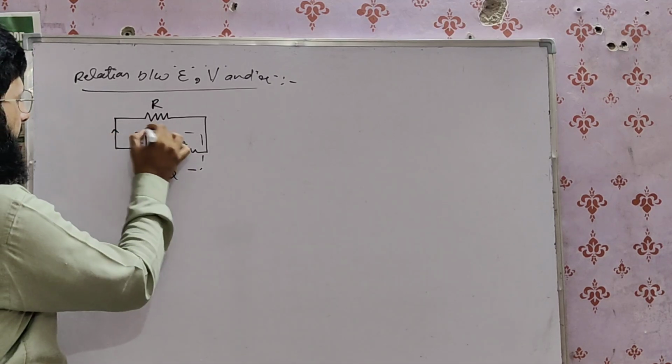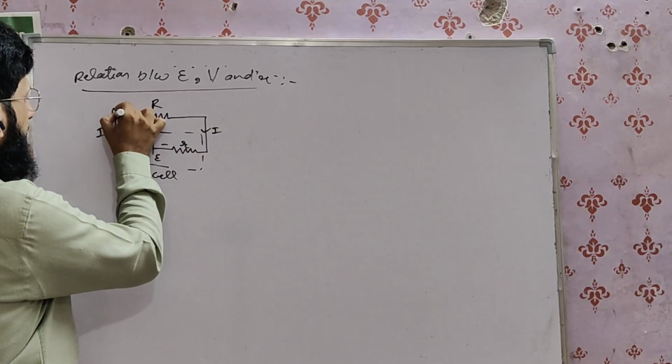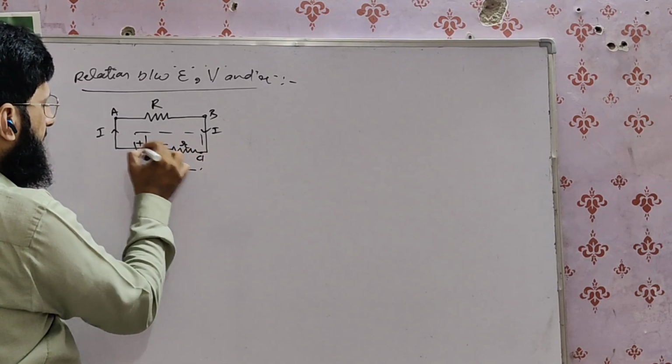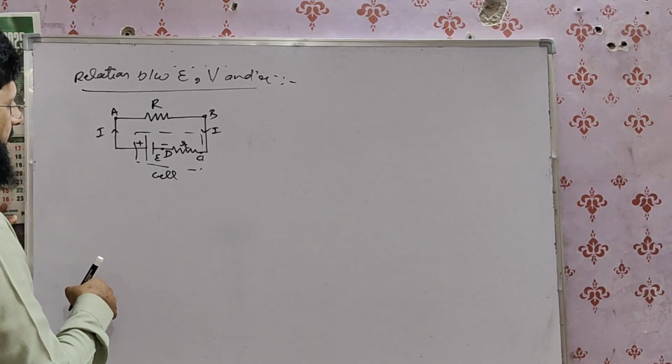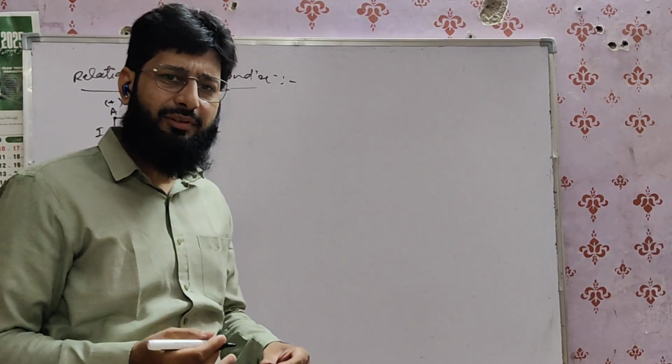Since it is a closed circuit, current will flow. Okay, so let's mark the points. This is point A, this is point B, this is point C, this is point D, and current is flowing from the positive terminal to the negative terminal. Why positive to negative? Due to Benjamin Franklin.